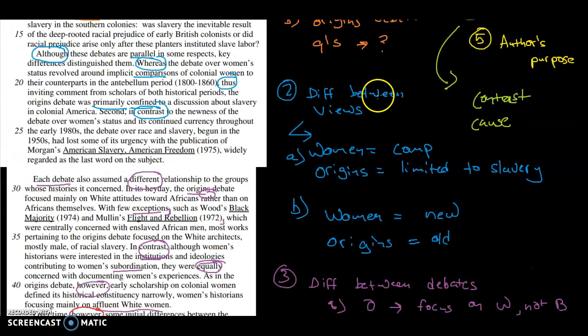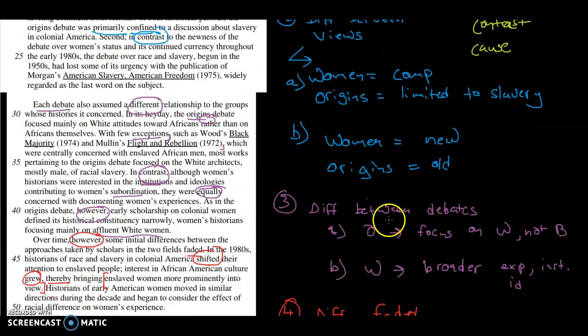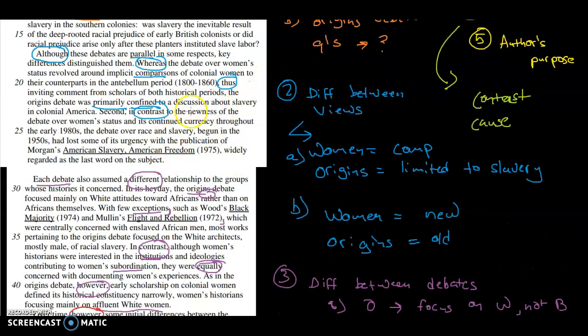So second paragraph was talking about the differences between these views. We ended up with women's, had this different focus here. The origins group was limited to slavery. Women, part B, they seem to have a new perspective, where the origins just kind of faded. Well, let's look at this last thing. Let's see what we got. Second, just reading around this. Second, in contrast to the newness of the debate, the debate over race and slavery had lost some of its urgency with this publication, widely regarded as the last word on the subject.